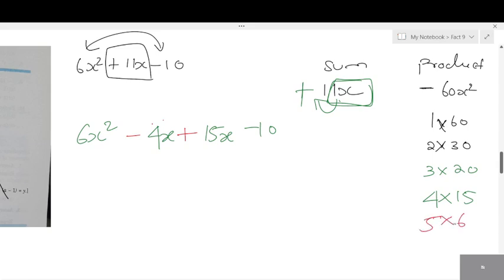5 into 6 is how much? I thought it is 30. 5 into 6. Ananya, right? 5 into 6 is 30, Ananya. 5 into 6 is 30. See, 4 into 5. Next, group them. You can write 4 like this, students, or you can even write 6x square plus 15x minus 4x minus 10. For both, you get the answer.